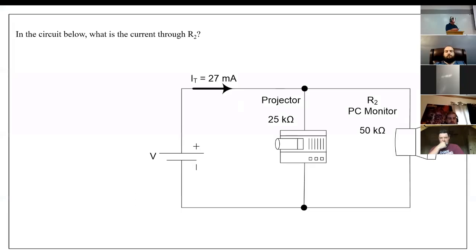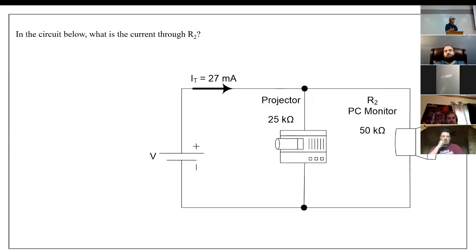Okay, good. Now here I've got current dividing. Where's most of the current going to go, to the projector or the monitor? The monitor will get twice as much. Tell me why.